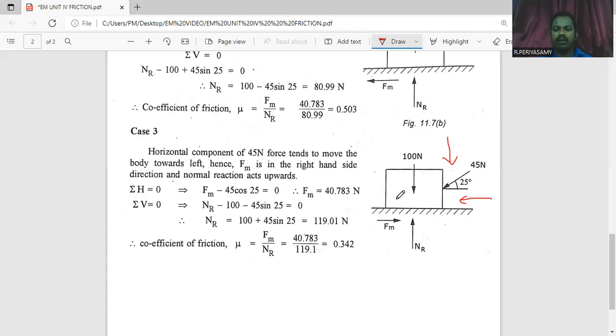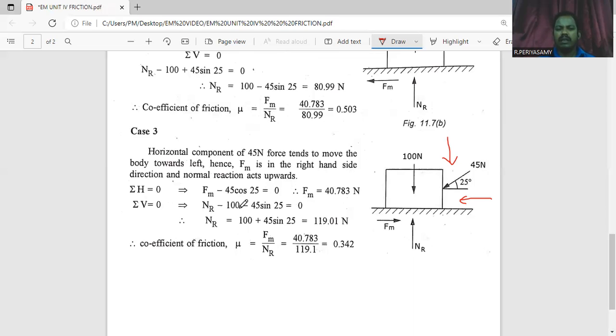Next, we apply the sum of vertical components equal to 0. Here there are three vertical forces. One is the weight in the downward direction. Another is the normal reaction in the upward direction. The third is the vertical component of the inclined force, 45 sin 25 degrees. So the sum of vertical components equal to 0 means plus NR, minus 100 for the downward direction, minus 45 sin 25 degrees equal to 0.